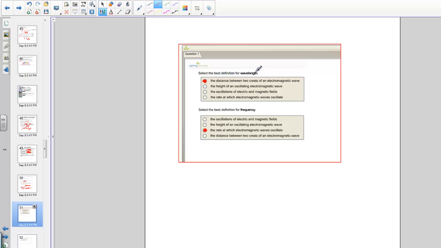Let's review some things we know. We know the definition of a wavelength: the distance between two crests of an electromagnetic wave. We know the definition of a frequency is the rate at which a wave will oscillate through a specific point on an axis. So with this definition review, our wavelength is from crest to crest or trough to trough, and the frequency is how many waves will pass through a specific point every second, the rate at which a wave oscillates.